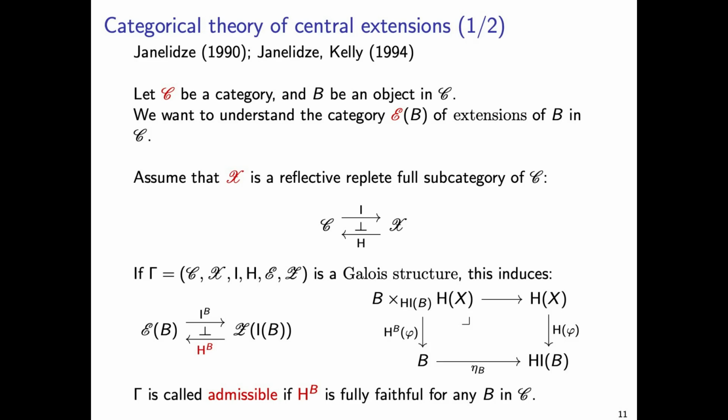As we assume that X is a full subcategory of C, can we also view the category of X extensions of I(B) as a full subcategory of the category of C extensions of B? And in general, this is not true, and hence leads to the following definition. So a Galois structure Gamma is called admissible if the right adjoint H_B is fully faithful for any object B in C.